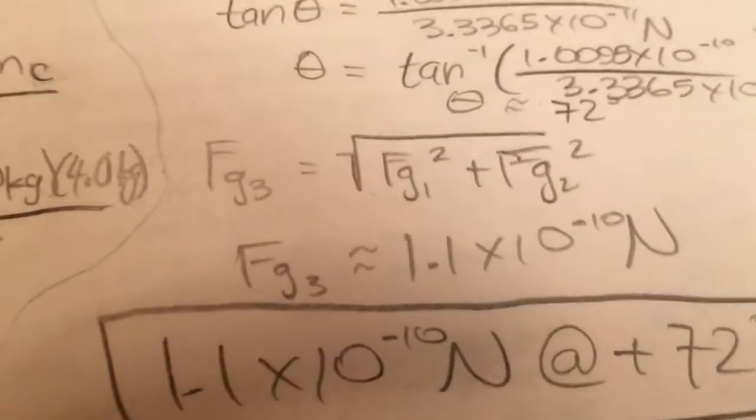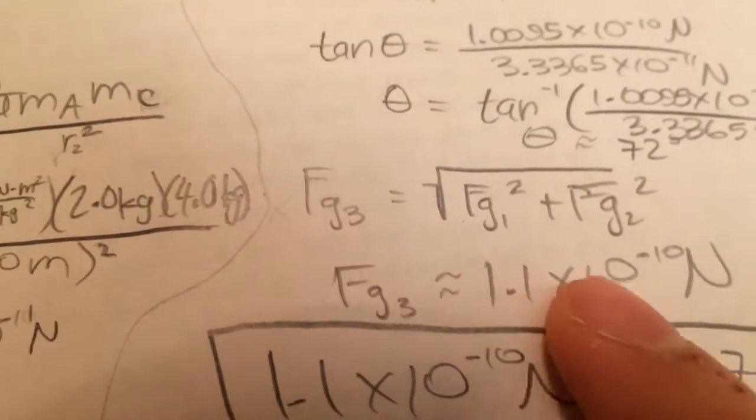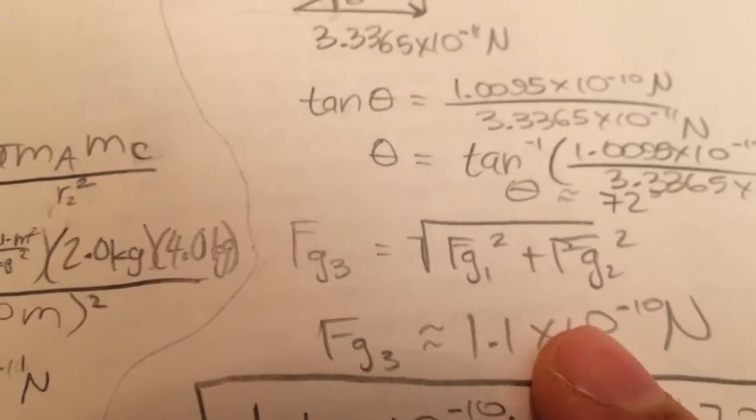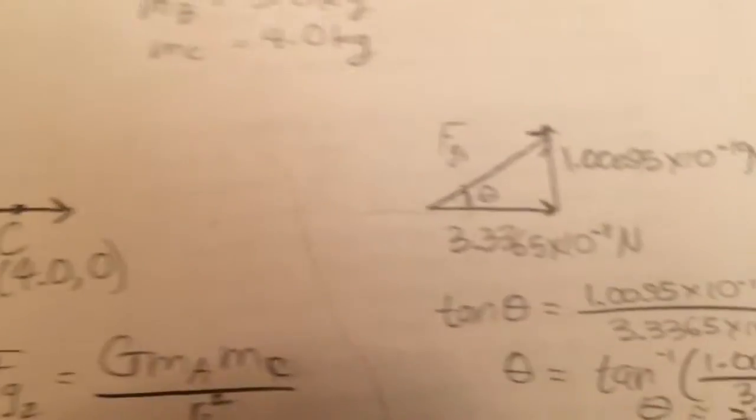So the way we do that, we use the Pythagorean theorem. Force G3 is equal to the square root of force G1 squared plus force G2 squared. And then if we just plug those in, we get approximately 1.1 times 10 to the negative 10th newtons. But now we need to also find the angle at which it's going.